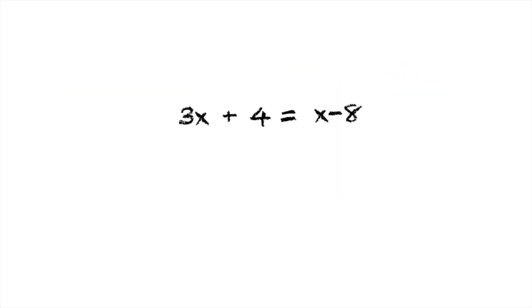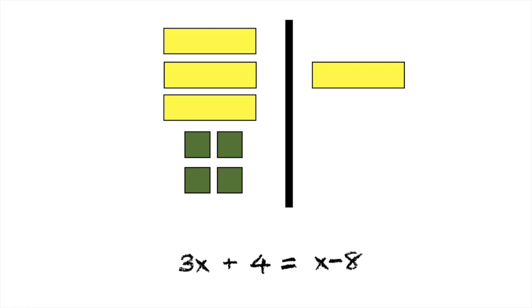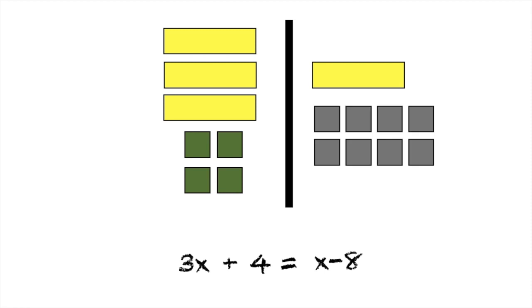Now let's say we are going to work on 3x plus 4 is equal to x minus 8. With our materials, we have 3 pieces of x, then we have 4 units, is equivalent to 1 piece of x and 8 negative unit tiles. What is different about this equation? Not only do we have some units on both sides of our equation, we also have x pieces.